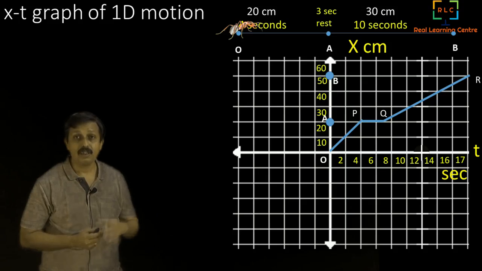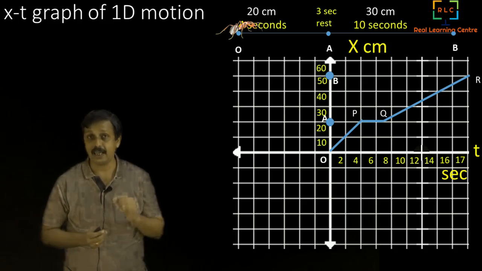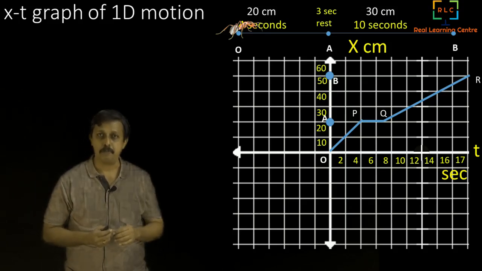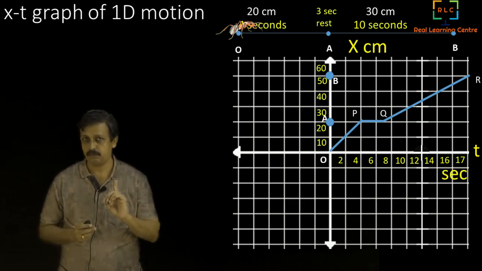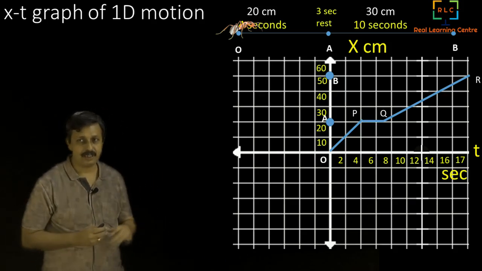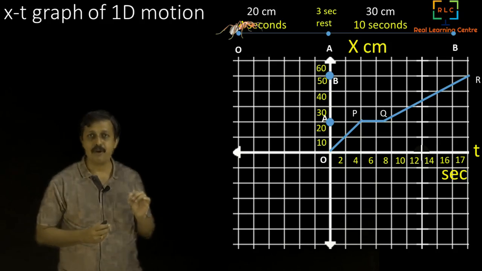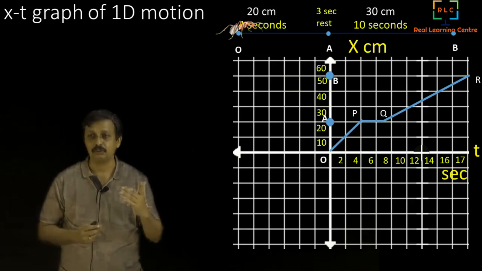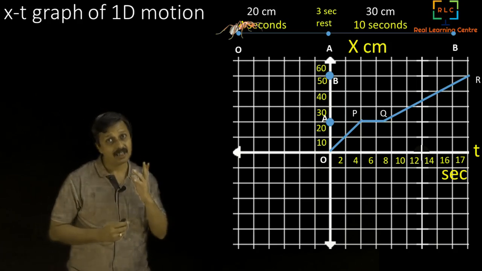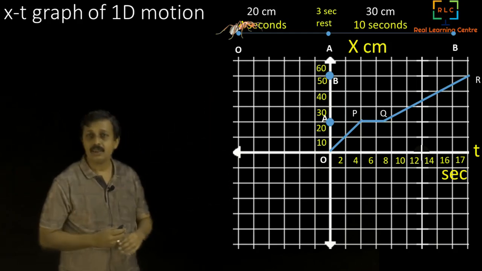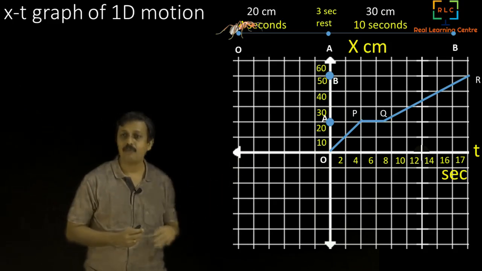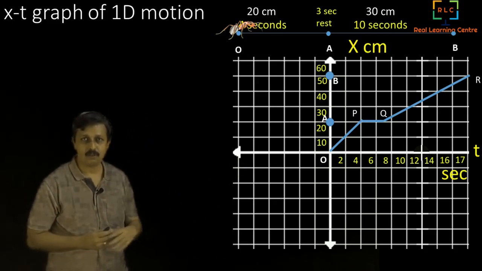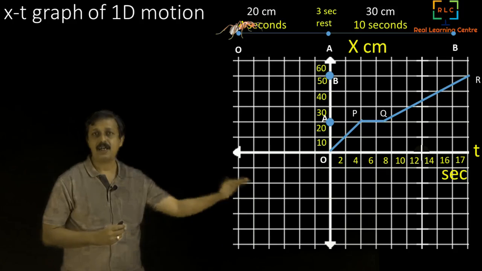Now, whatever graph we are going to plot is not the map of how the ant moved. A map is different from a graph. Here we are showing, at every point in time, how far the ant has moved. How far is measured on the vertical axis, and at what time is measured on the horizontal axis.